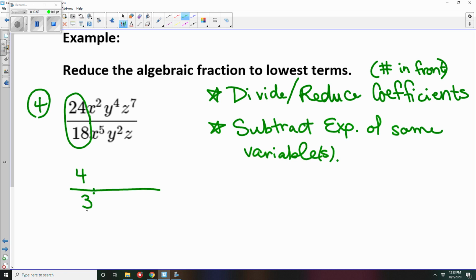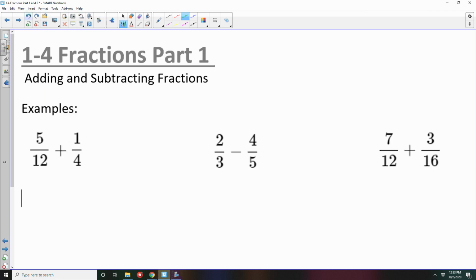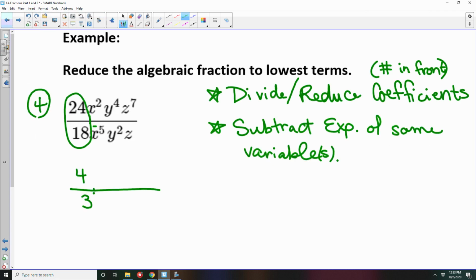So I have an x squared over x to the 5th. Bottom. Why do we say the bottom? You're right. You got it. If you do 2 minus 5, it's going to be a negative 3. But if you do it the other way and say 5 minus 2, you get a positive 3. So as far as it goes, you always keep the variable where it has the higher exponent.